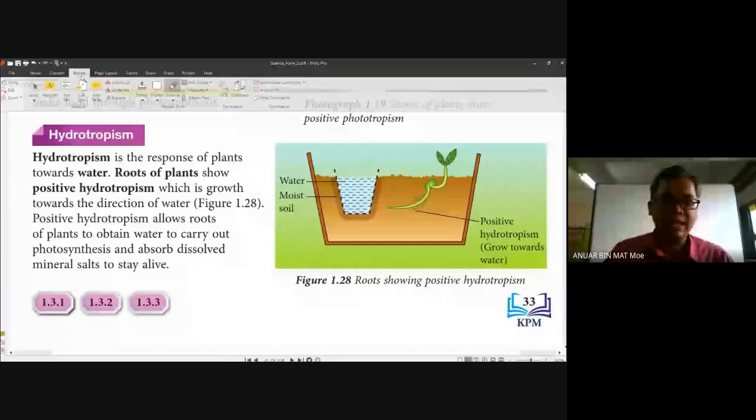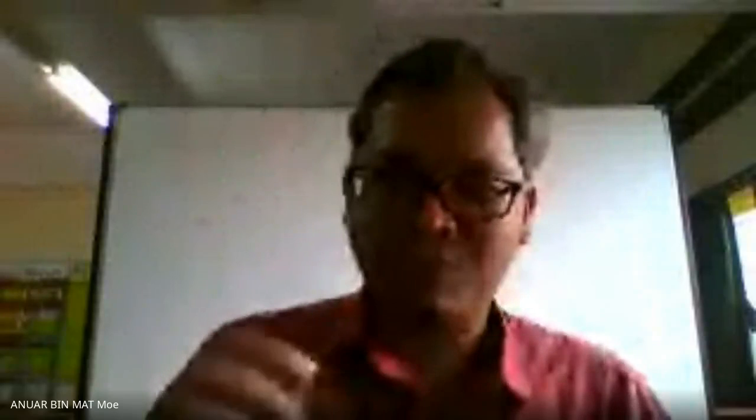Number 2, hydrotropism. You just remember, hydro mean air. Okay? Dia suka bahagian pokok ini, the parts of the plant like to go to the water. Which part you think? Leaf, shoot, stem or root? Mana yang suka pergi air? Yes, betul. Root, and then kamu juga betul jawapan kamu.